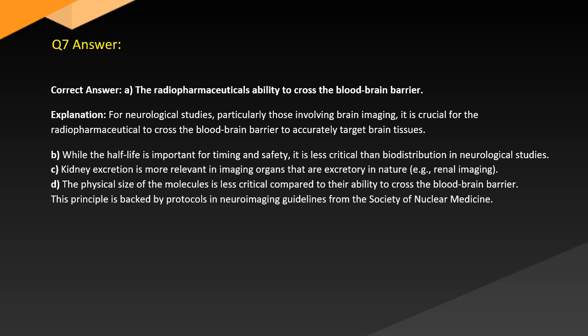B. While the half-life is important for timing and safety, it is less critical than biodistribution in neurological studies. C. Kidney excretion is more relevant in organs that are excretory in nature, e.g. renal imaging. D. The physical size of the molecules is less critical compared to their ability to cross the blood-brain barrier. This principle is backed by protocols in neuroimaging guidelines from the Society of Nuclear Medicine.